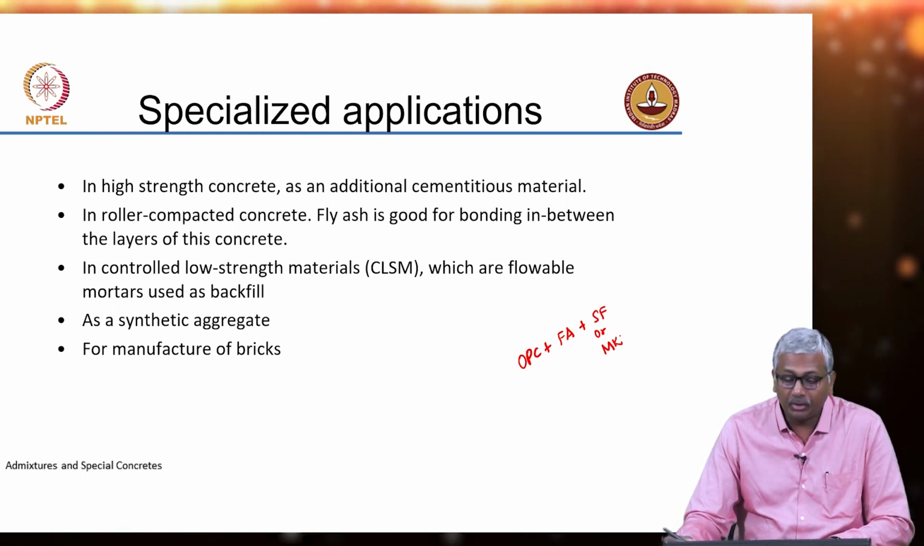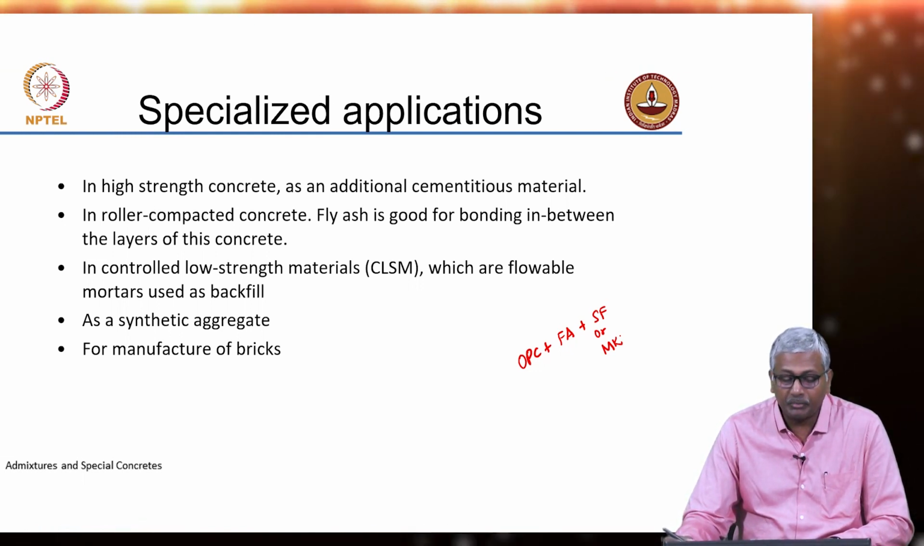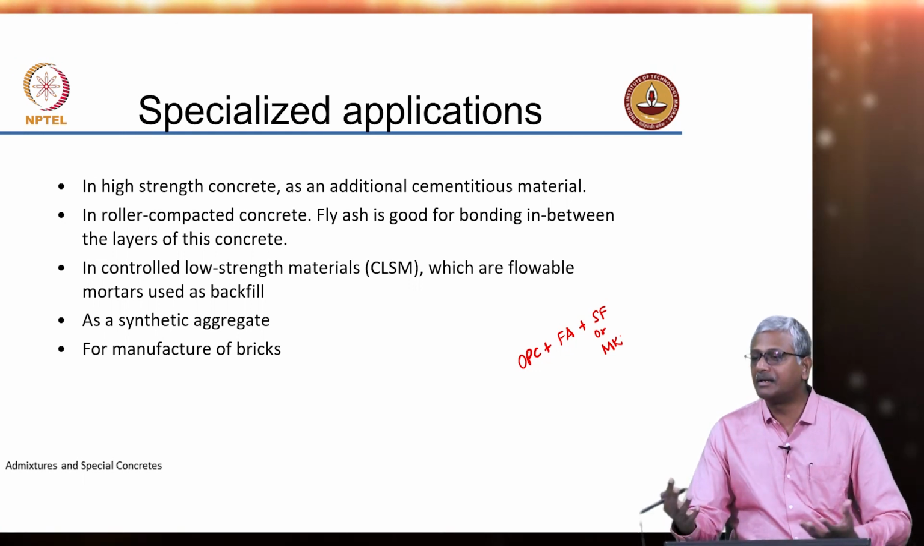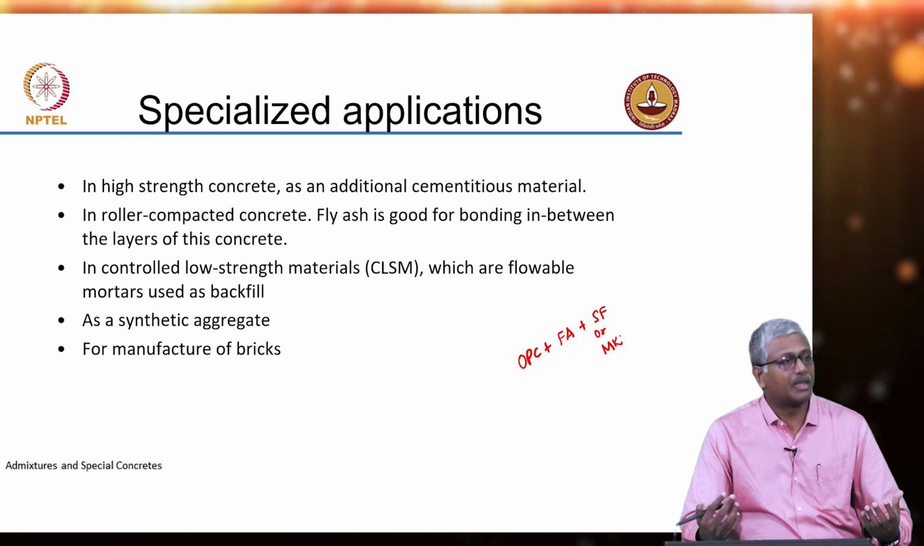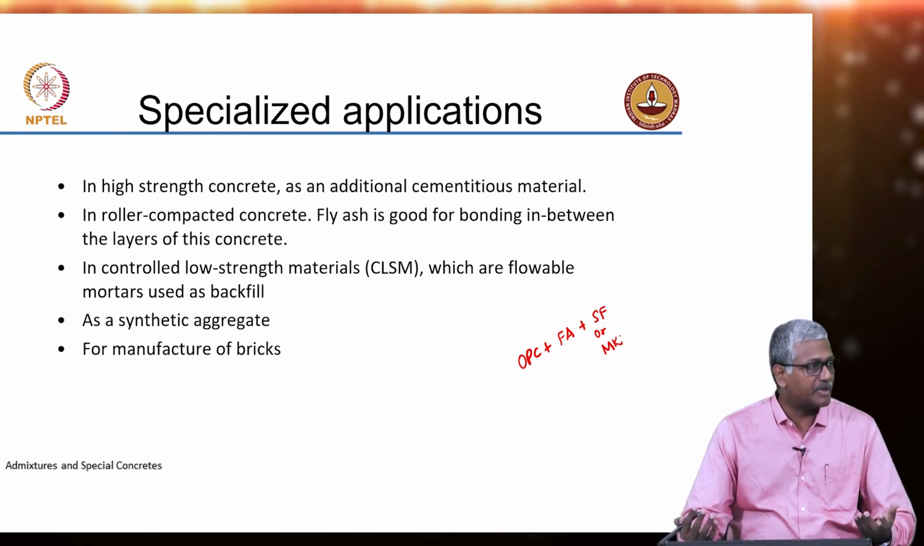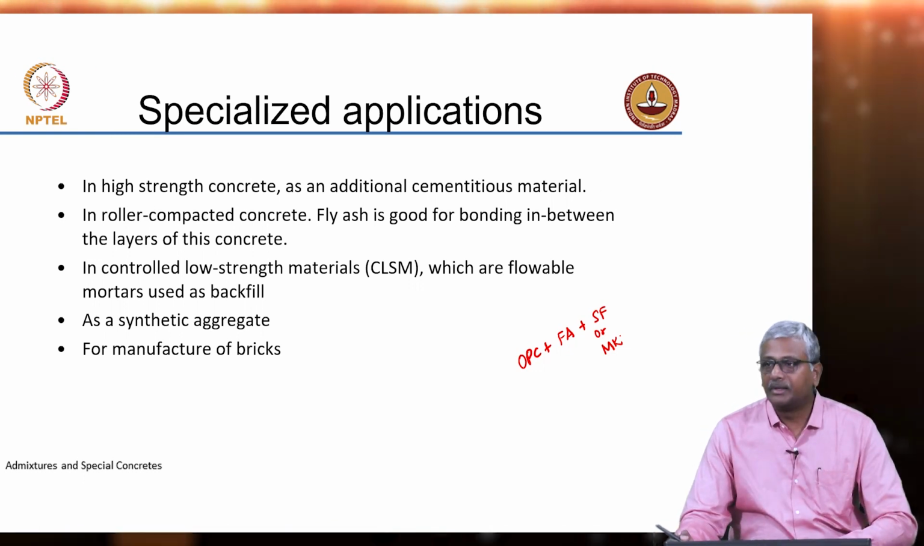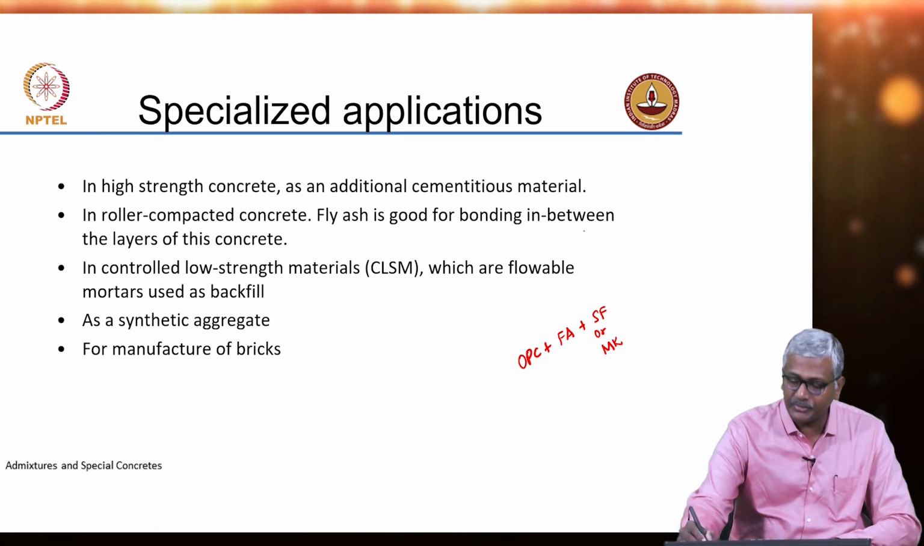In roller compacted concrete, fly ash is good for bonding in between the layers of the concrete. Now, what is roller compacted? As the name implies, it is a very harsh concrete mix which cannot be compacted by simple vibration. So, you need to run rollers on top of it. It is highly preferred for dams and pavements.